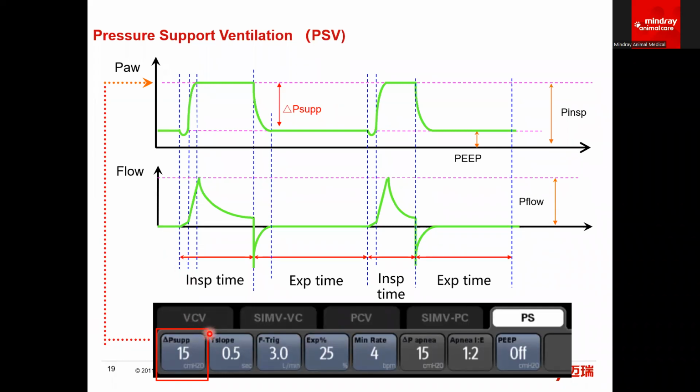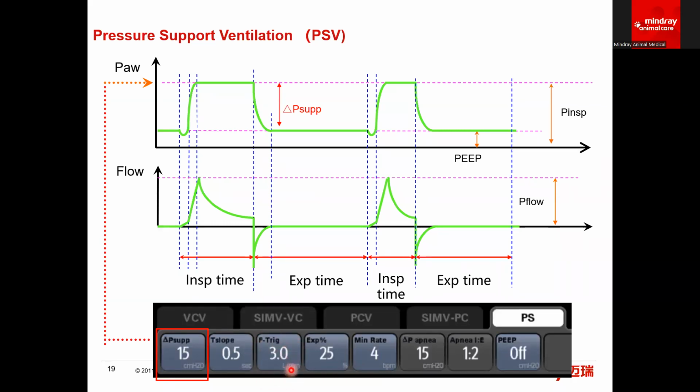So here we have our delta P support. The delta is just on top of what your patient is doing on their own. Your patient takes their own breath, and it's triggered right here by a drop in airway pressure, or it's triggered right here by an increase in airflow. And at that time, that's when you can adjust your flow trigger here.